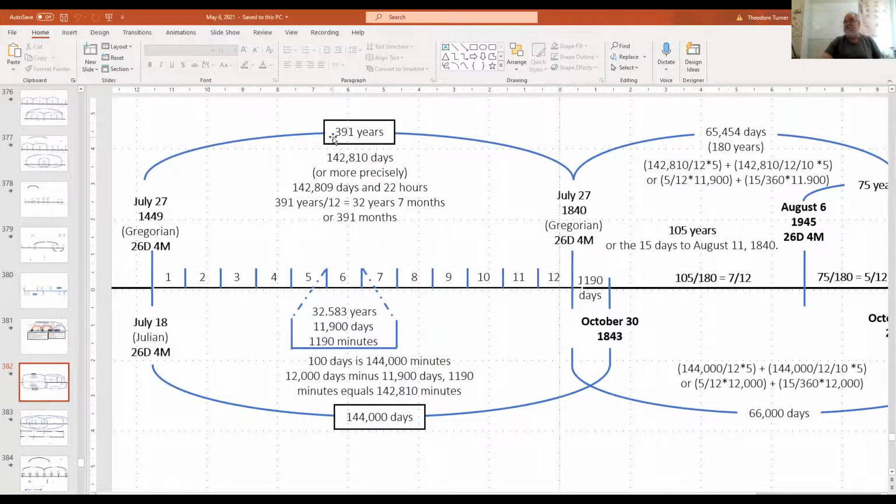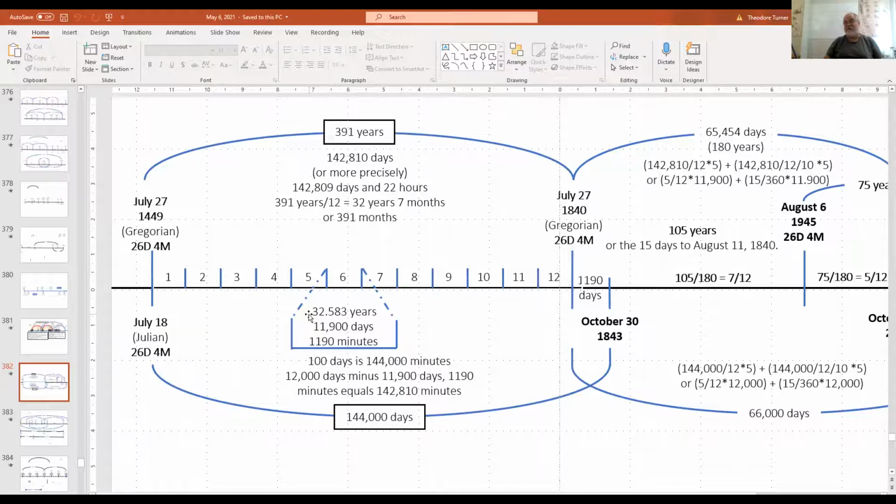That is, we divided this 391 years into 12 parts because in 11,900 days, while the solar year is 32.53 years, there's 33.583 lunar years that occur at the same time. That is, the Islamic calendar in a period of 32 years and 7 months goes through 33 years and 7 months. They get a whole extra year. So you can live a lot longer if you're Islamic than if you're not.